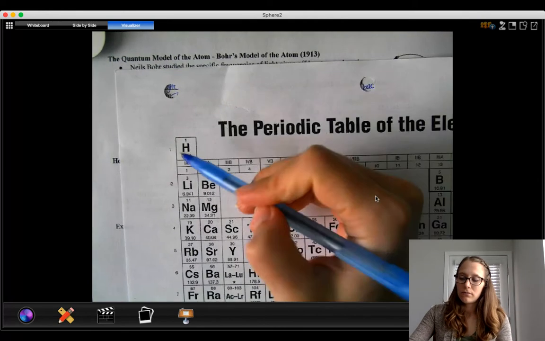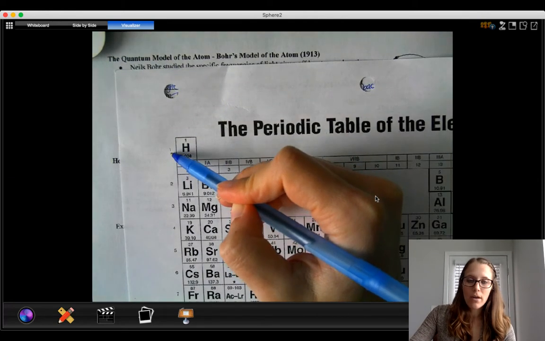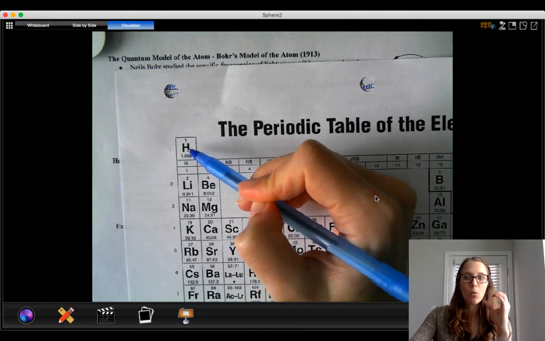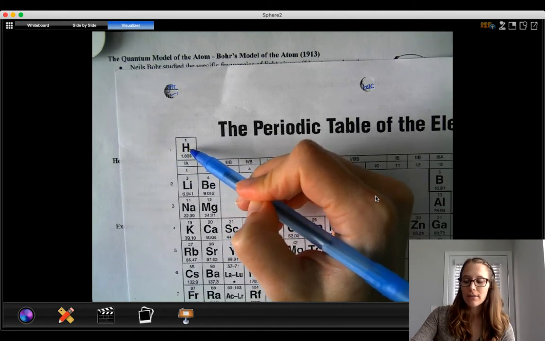For example, hydrogen is in row 1. It's only going to have 1 energy level, 1 ring of electrons around the nucleus.